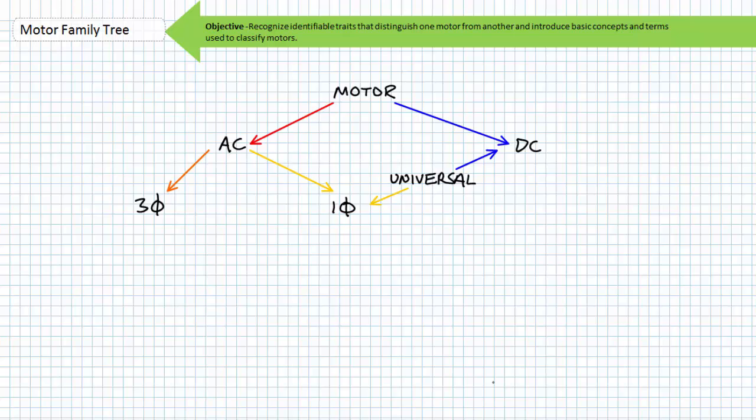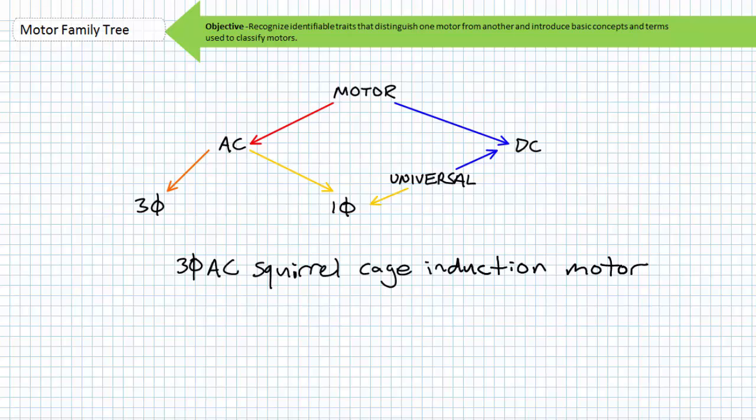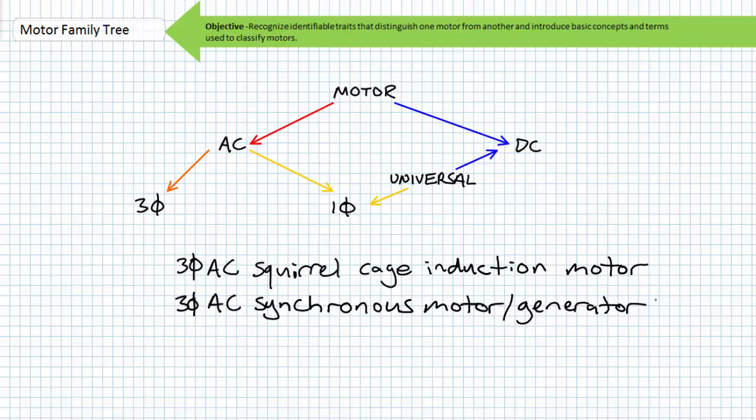What type of bear do you want to hunt? Do you want to hang a polar bear head over your imposing fireplace, or do you want a koala bear? Do you work at a manufacturing facility that uses three-phase AC? Chances are you need to learn about the three-phase AC squirrel cage induction motor. Do you maintain a large-scale hydroelectric generator? Chances are you need to learn about three-phase AC synchronous motors and generators.